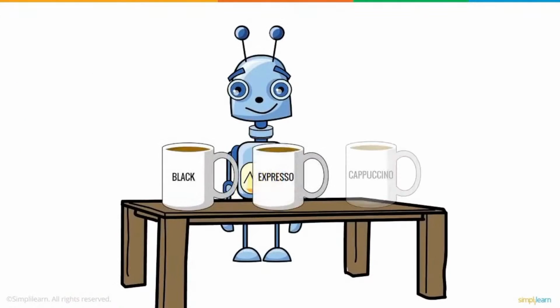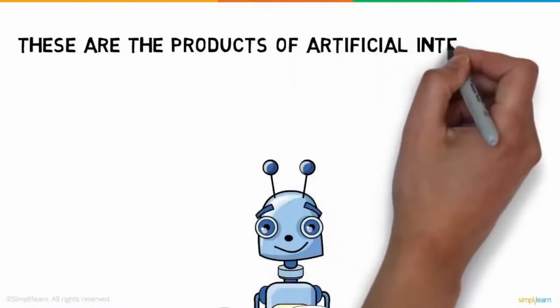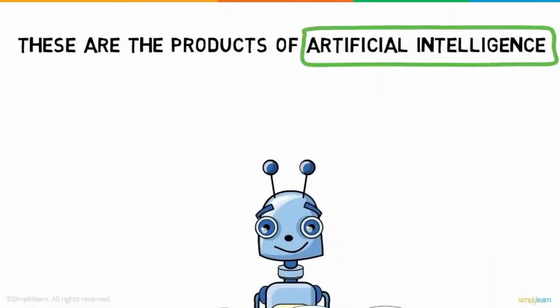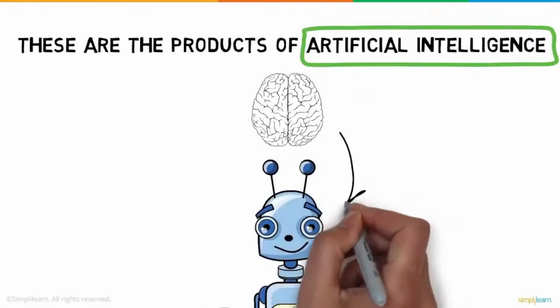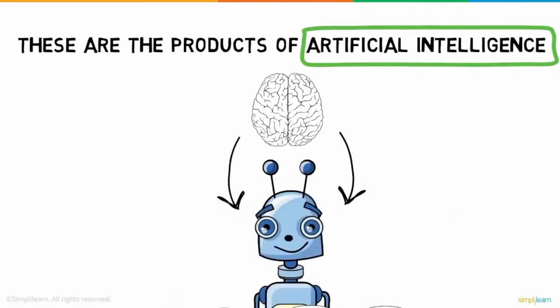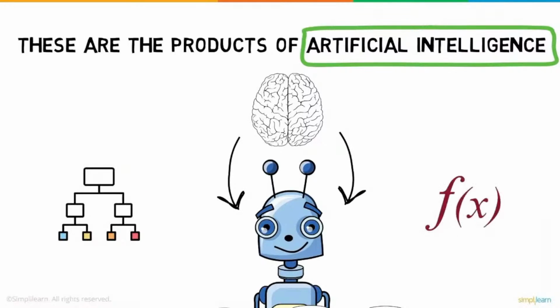every member of the house a customized cup of coffee. Makes your day easier, doesn't it? These are the products of artificial intelligence. But why use the term artificial intelligence? Well, these machines are artificially incorporated with human-like intelligence to perform tasks as we do. This intelligence is built using complex algorithms and mathematical functions.